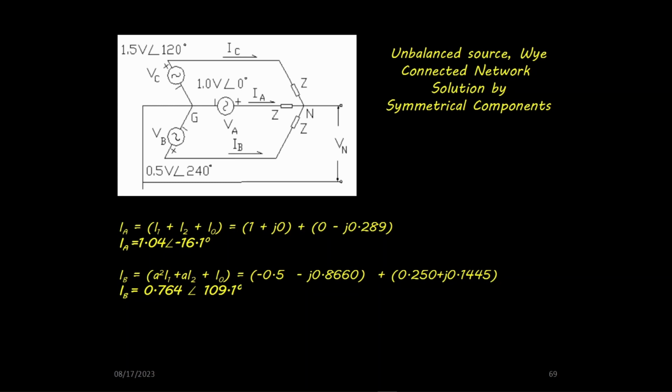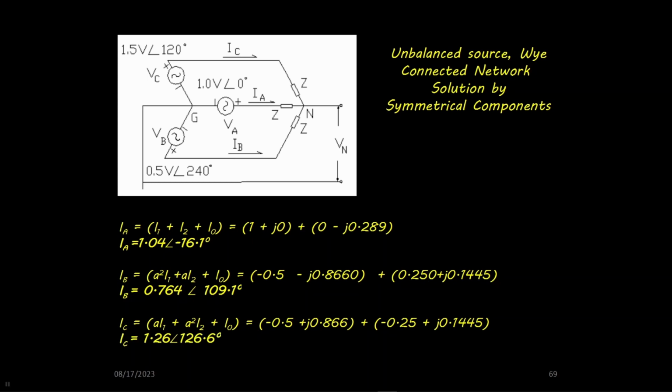IC equals A I1 plus A squared I2 plus I0 is equal to minus 0.5 plus j0.866 plus minus 0.25 plus j0.1445. Therefore, IC equals 1.26 at 126.6 degrees. Thus we have solved the network.